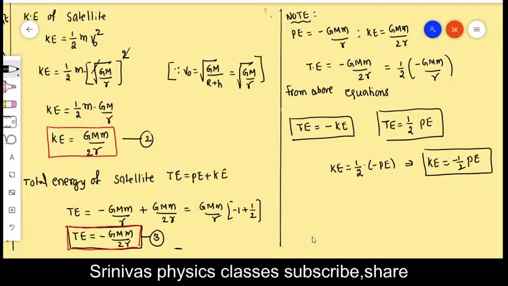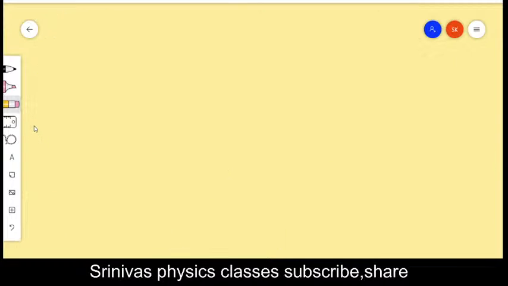This is about the total energy of a satellite. Next I am going to derive the formula for the time period of a satellite which is revolving around a certain planet. I'm going to erase this. Next topic is the time period of a satellite. How do we find the time period of a satellite?